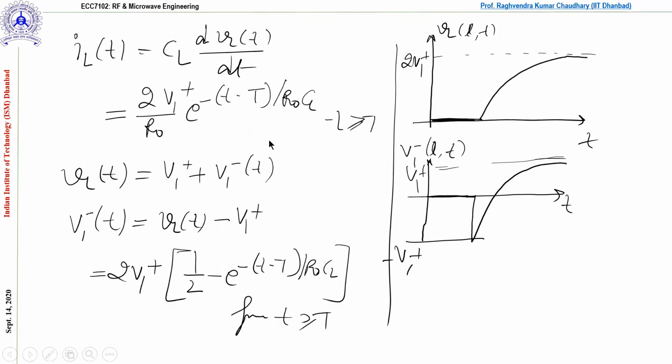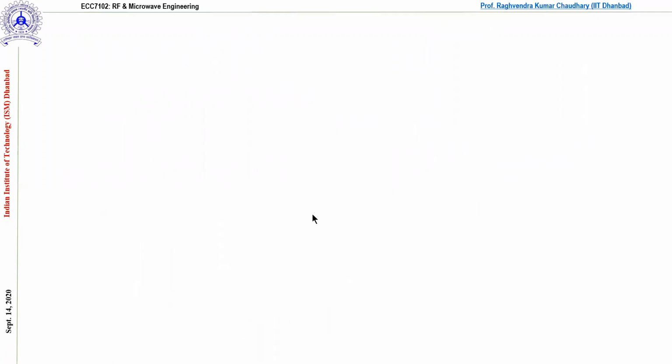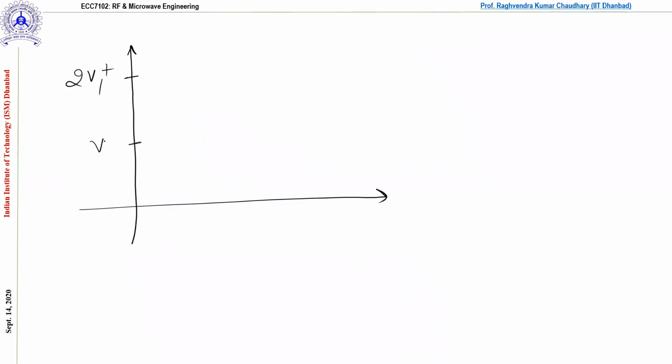And other things you can also draw, with respect to a particular time. So let's mark 2V1 plus, this is V1 plus, and the y-axis is v as a function of z, comma t1, a specific time. I'm talking about the specific time. So this will be V1 plus V1 minus as a function of time.